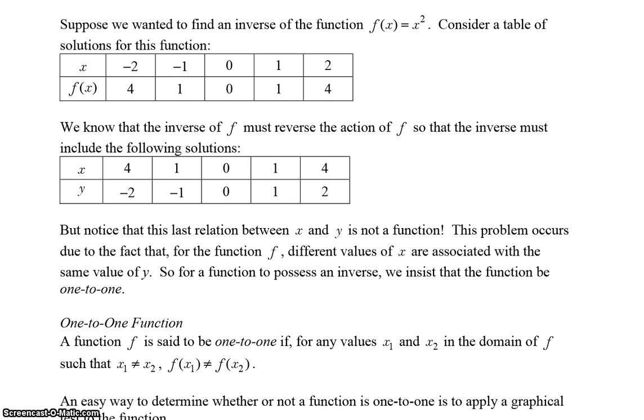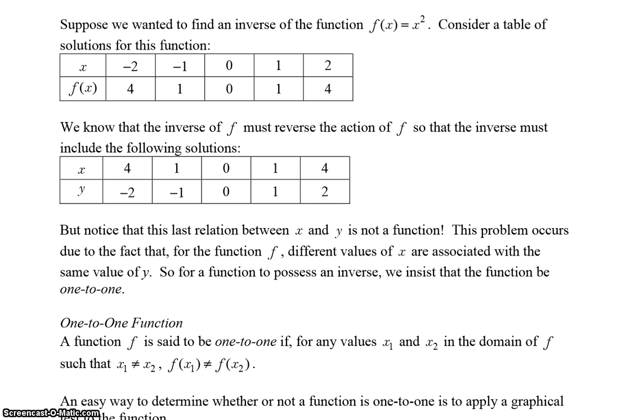So we just see some x's, and then the function values are the squares of the x's. So negative 2 squared is 4, negative 1 squared is 1, and so on. Now we know that if the inverse of f exists, it must reverse the action of f, so that the inverse would therefore have to include the following solutions. So we see for the original table, negative 2 for x is associated with y equals 4. So for the inverse, that pairing should be reversed, and now x is 4 and y is negative 2.